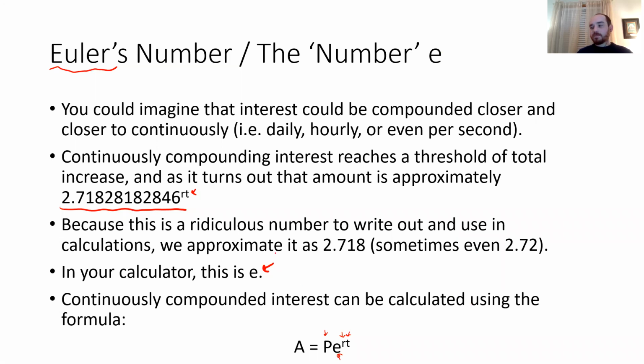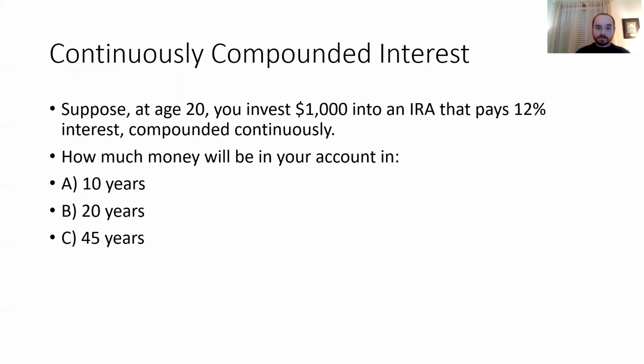If you, for some awful reason, like if you're going into an accounting major or something like that, ever have to use E as a number itself, usually we approximate it as 2.718, sometimes 2.72. But in general, you're going to want to use a calculator for these kinds of things. So let's look at doing this.